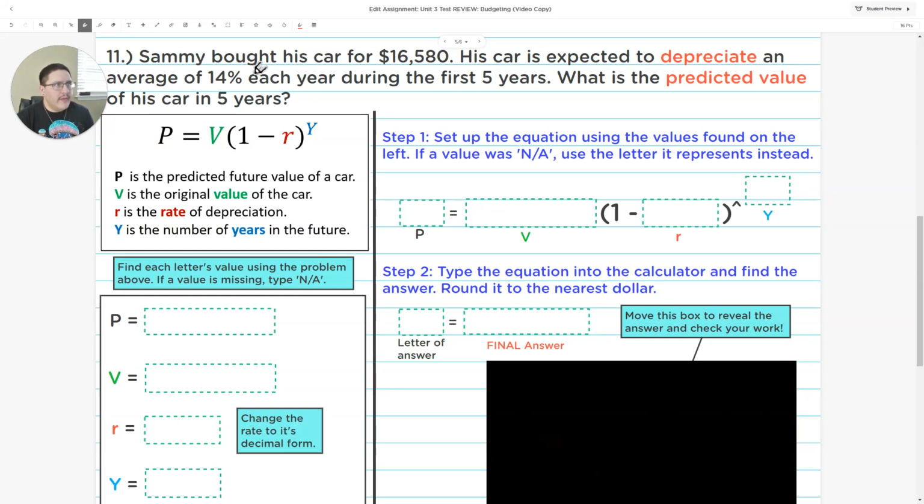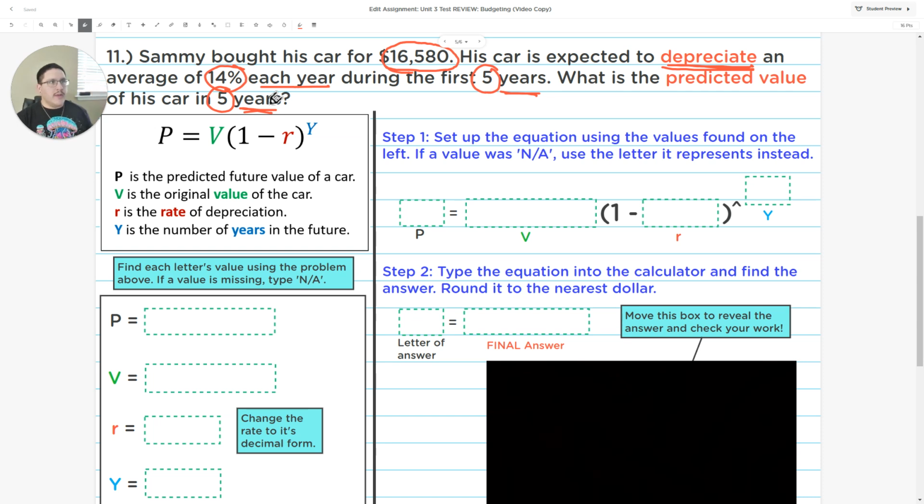Question 11. Sammy bought his car for $16,580. His car is expected to depreciate an average of 14% each year during the first 5 years. What is the predicted value of his car in 5 years?